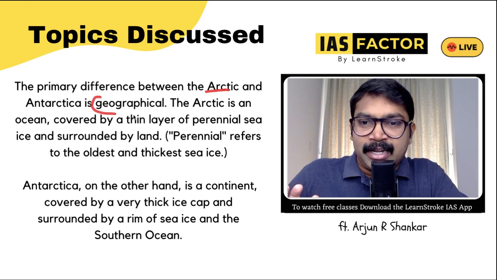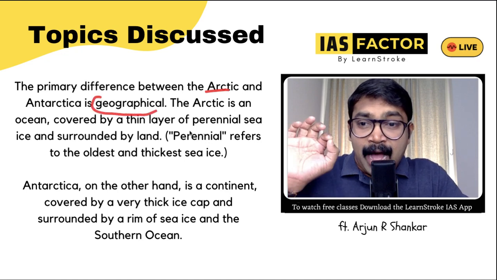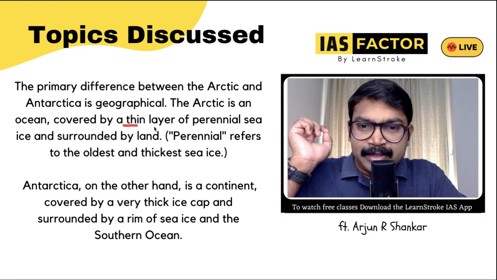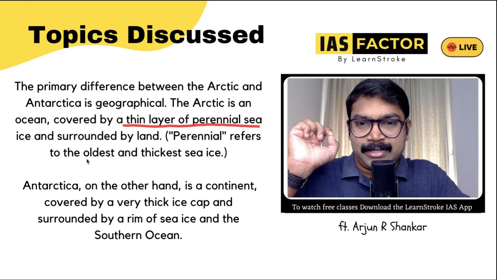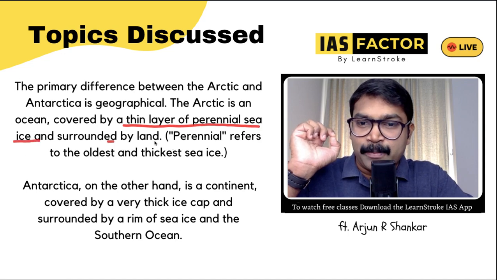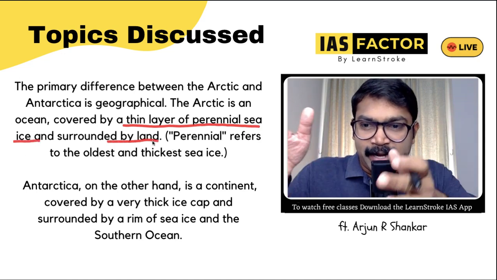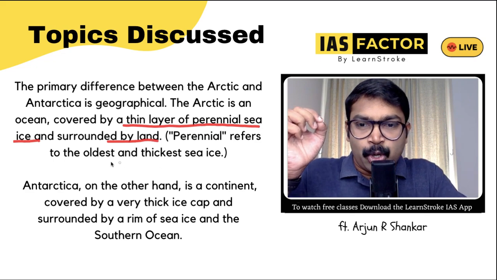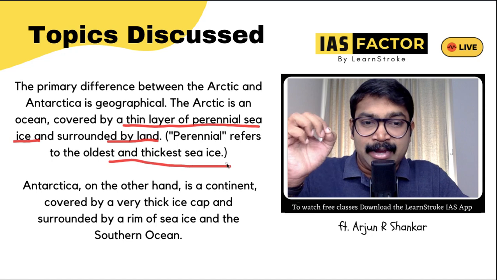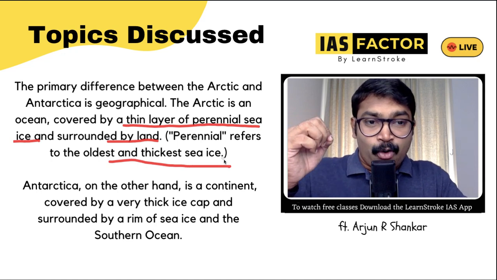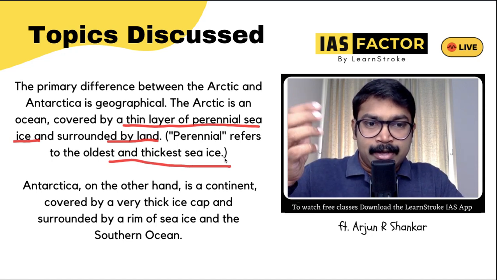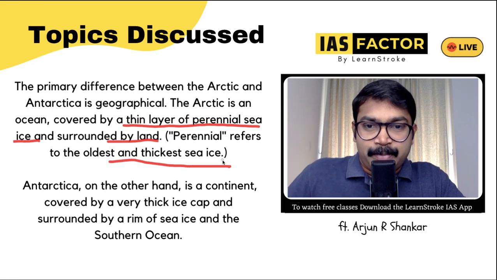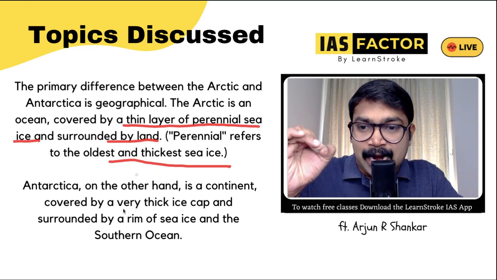It is basically geographical. That is number one. Arctic is an ocean covered by a thin layer of perennial sea ice, and surrounded by land. Perennial refers to the oldest and thickest sea ice. You must have heard about perennial waters, perennial rivers. So it contains the oldest and thickest sea ice, Arctic.